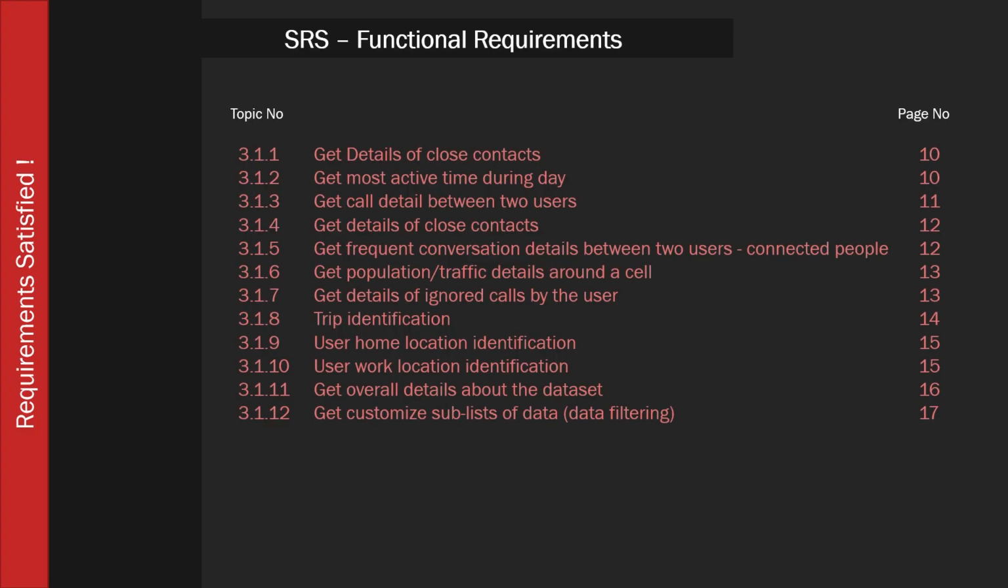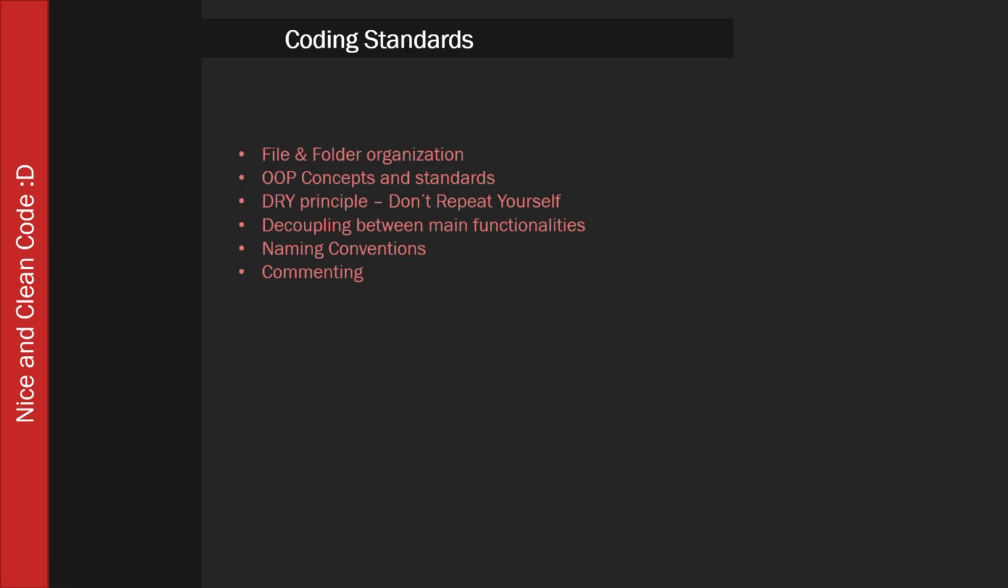As you saw, we have developed all the main functional requirements given in the requirement specification. These are the functional requirements given in the SRS with the page number, and we have developed all of them. Also, we have maintained many coding standards like file and folder organization, OOP concepts and standards, the DRY principle, which is don't repeat yourself, our code doesn't repeat anywhere, decoupling between main functionalities, naming conventions, commenting, and etc.